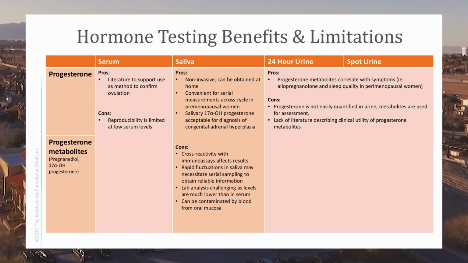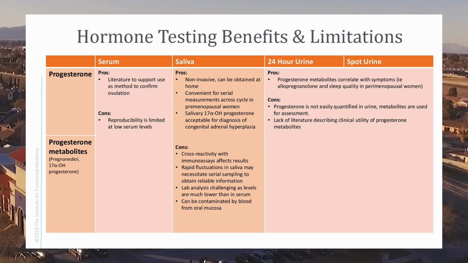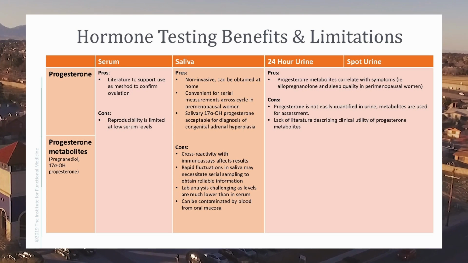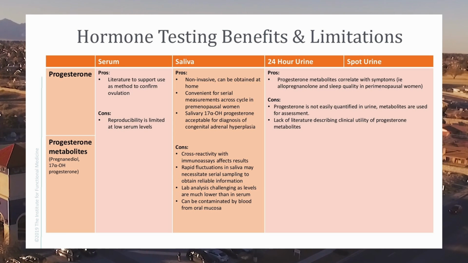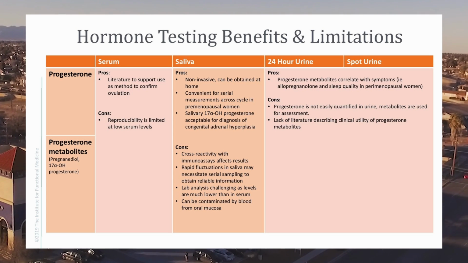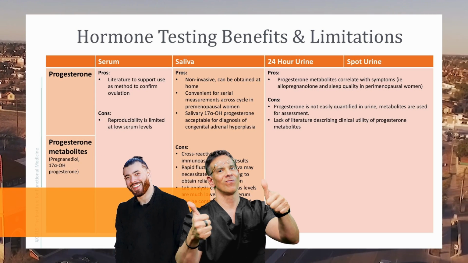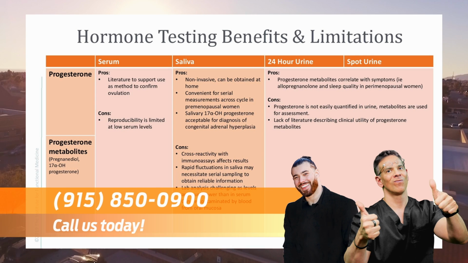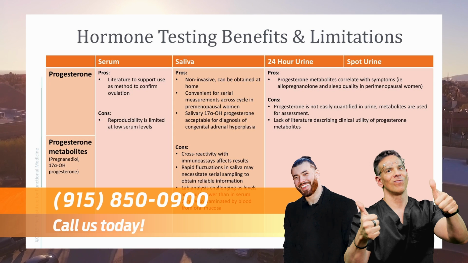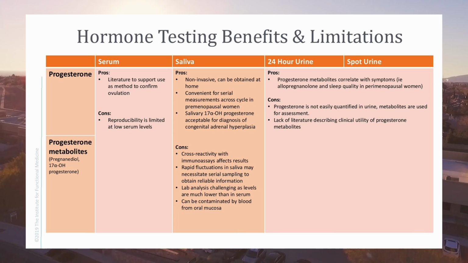Also, there is research to show that a salivary level of 17-alpha hydroxyprogesterone is just as acceptable as a serum level for the diagnosis of congenital adrenal hyperplasia. So if you've got somebody who doesn't want to get their blood drawn and doesn't mind spitting into a tube, you can use this instead.